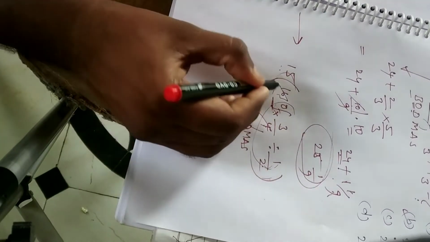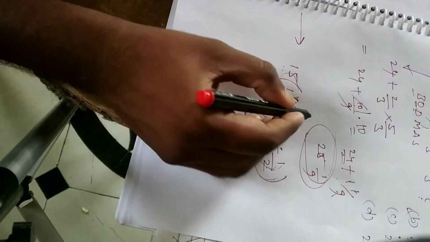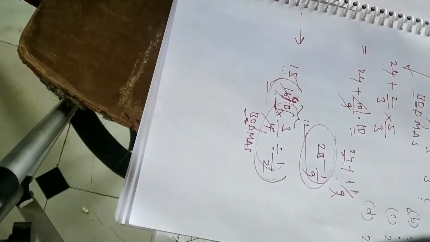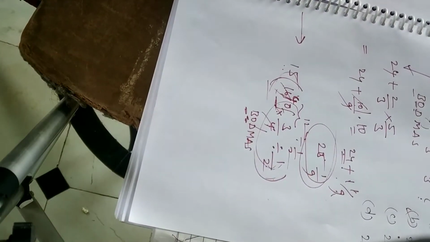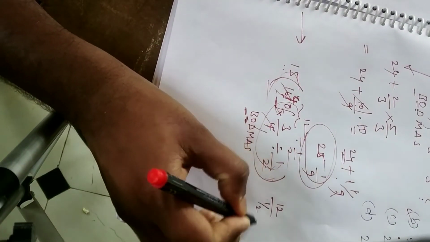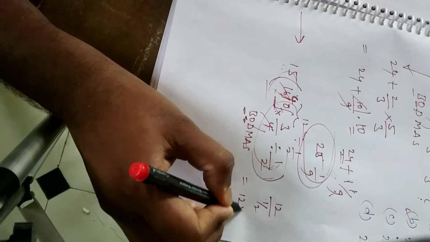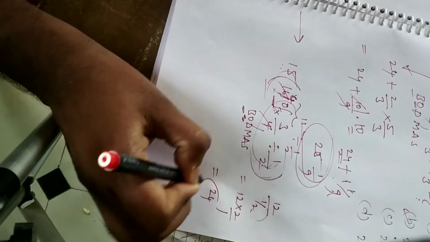4 1s are 4, 4 4s are 16. 4 3s are 12. It is 12. 12 divided by 1 by 2. 12 divided by 1 by 2 is nothing but 12 into the reverse, 2 by 1, which is equal to 24.